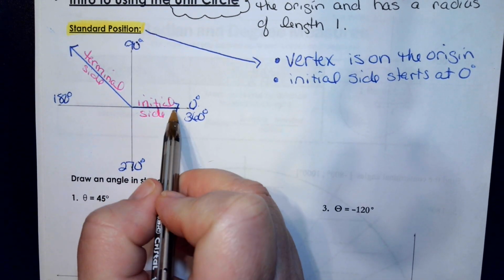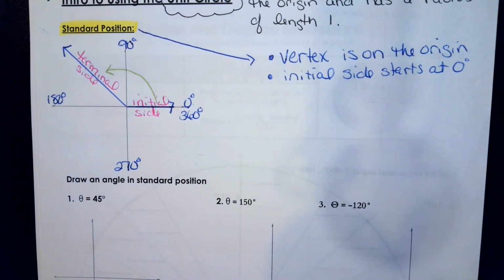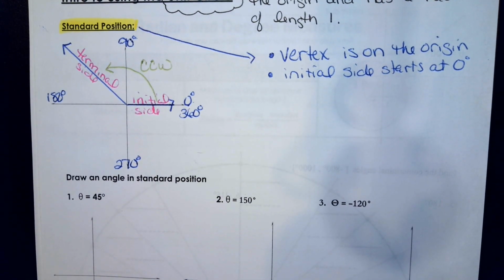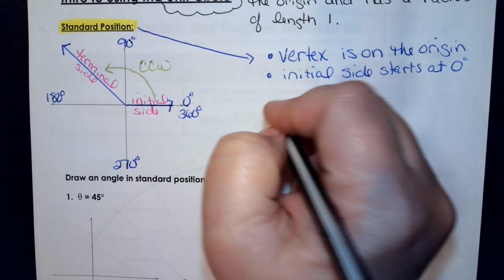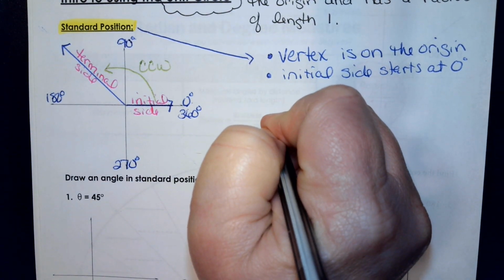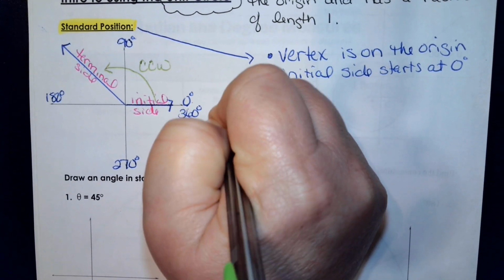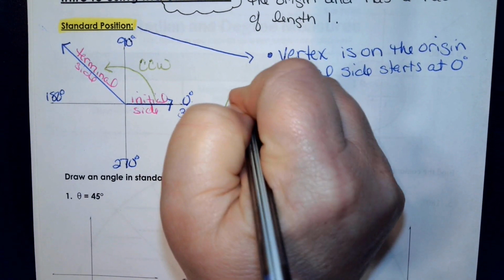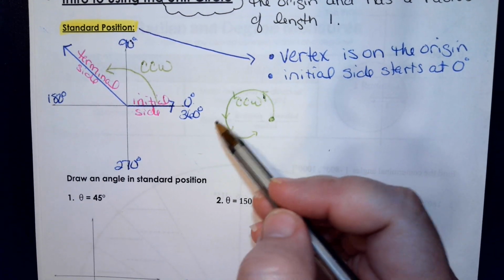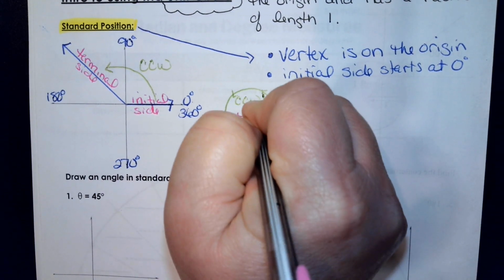Now, notice that this angle here starts at 0 degrees and it opens to the left. When it opens to the left, we call this counterclockwise. CCW, counterclockwise. So when you have an angle that has a starting spot and opens to the left, it is opening counterclockwise. And usually if we're talking about angles in standard position that open counterclockwise, they are your positive angles.